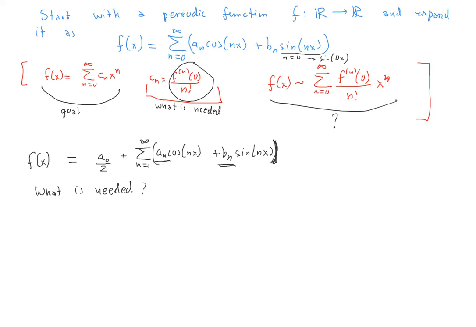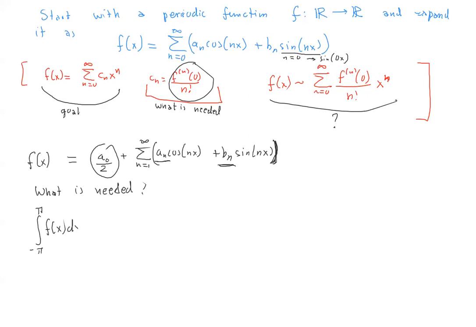if I wanted to figure out what this a naught, for example, is, what I would do is integrate from negative pi to pi. Since we're talking about a periodic function here, you can integrate over any interval that has length 2 pi. So 0 to 2 pi works too, but you will see that we're going to be focusing on the interval which is centered at 0 for a very specific reason. So bear with me here.